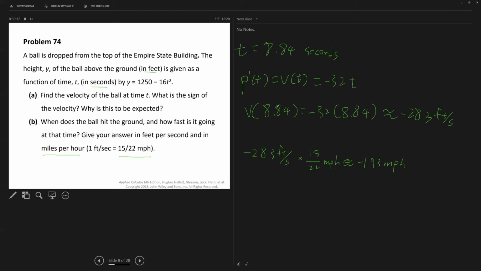That's it. Let's recap this problem a little bit. First, to find the velocity, we just take the derivative, so dy dt will be velocity. Then to find when the ball hits the ground, we take the original position function and set it equal to 0 because it's 0 feet above the ground. Then we take the time t, which is 8.84, and plug it into the velocity function to find the speed. And that's part B.